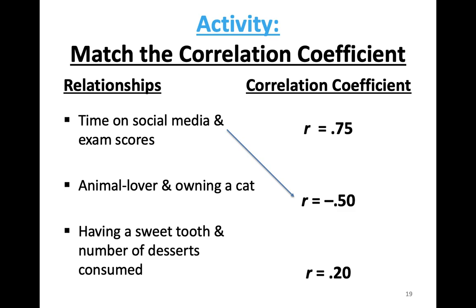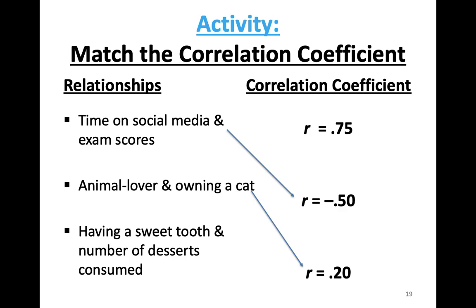What about between being an animal lover and owning a cat? Well, some of you might be animal lovers, but you might not own a cat. Why? Because you own a dog or something else. Right? So in that case, yeah, they might be positively correlated, but it might not be a very strong association because you can be an animal lover and not necessarily own a cat.